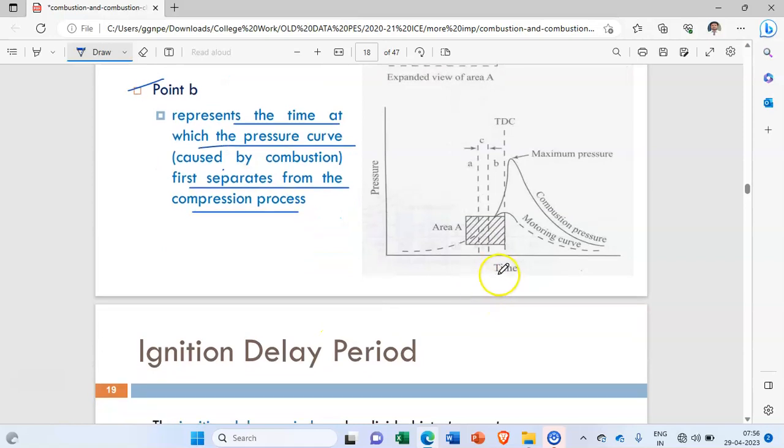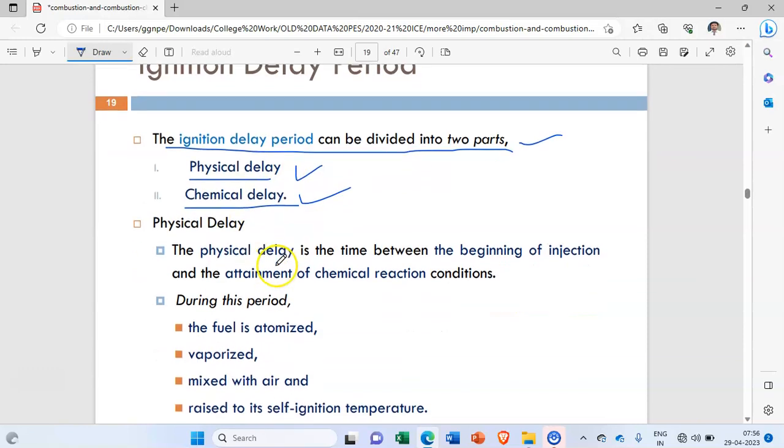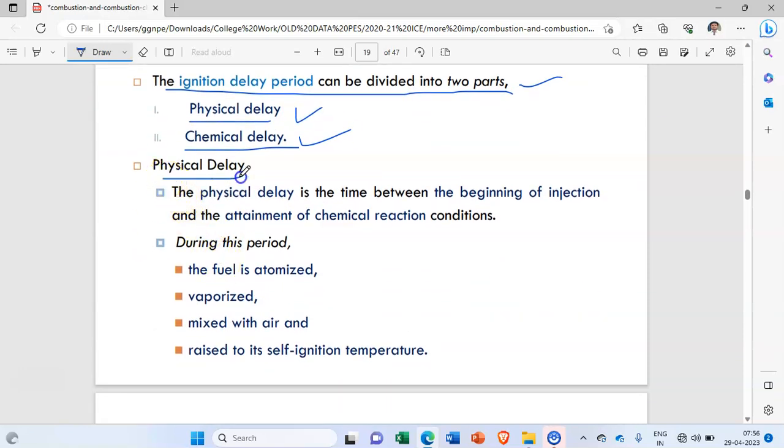Here again this is divided into 2 categories. The ignition delay period can be divided into 2 parts: first is physical delay and second is chemical delay. Why physical delay? Because the physical processes that we discussed at the start of this video take time to happen. Chemical delay means the chemical processes which take place inside the combustion chamber. Some time is required for that, and that is called chemical delay. Now what is physical delay?